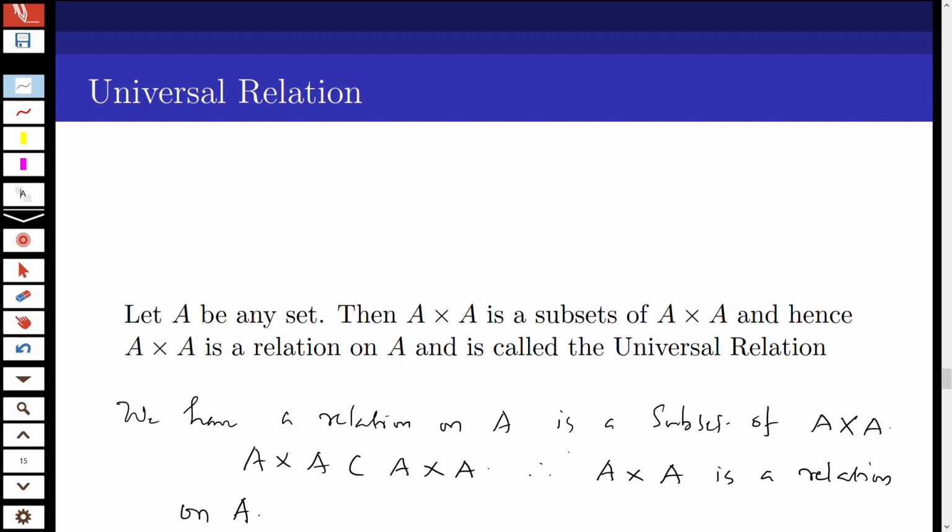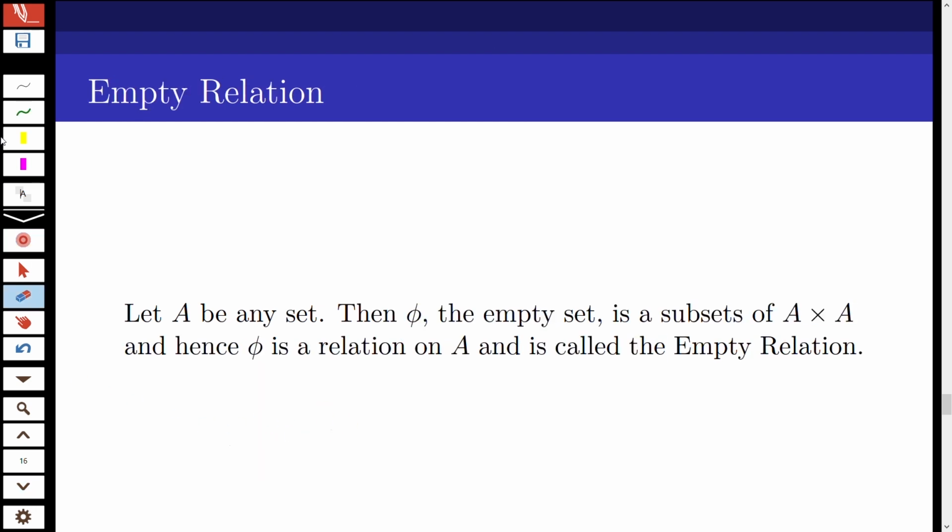This relation A cross A is called the universal relation. Now we state what is meant by empty relation. Let A be any set, and you know that phi is a subset of A cross A. Therefore, phi is a relation on A, and this relation phi is called the empty relation. So it is a relation on A.